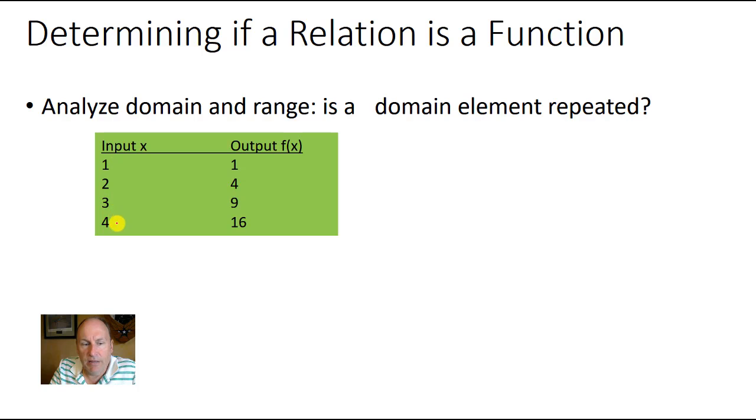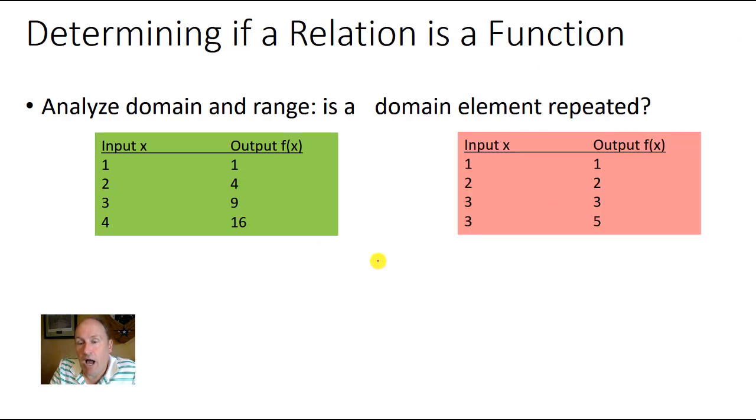No element in the domain can be more than one thing. Every element matches to one thing. Now, the output could be repeated. Sometimes elements in the domain will map to the same thing. But the key for this to be a function is that no element in the input is repeated.